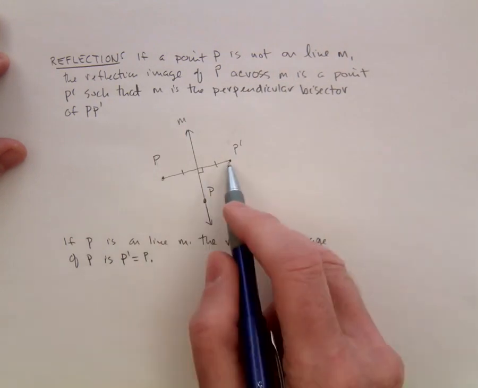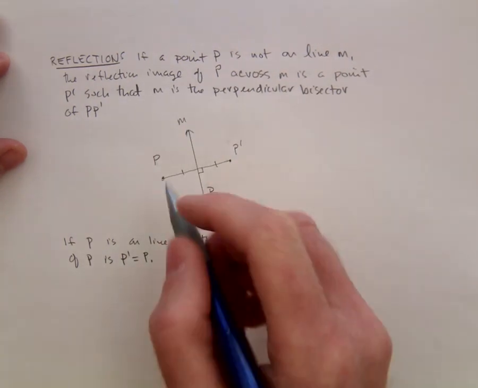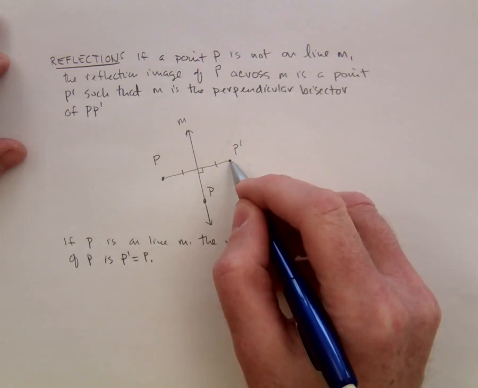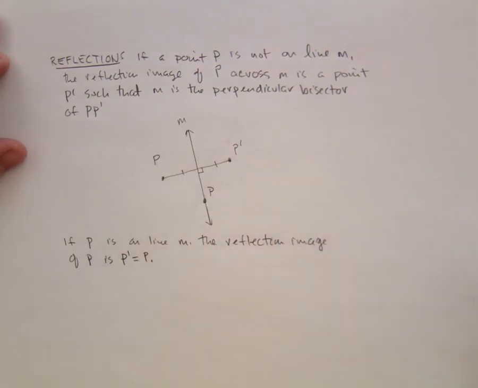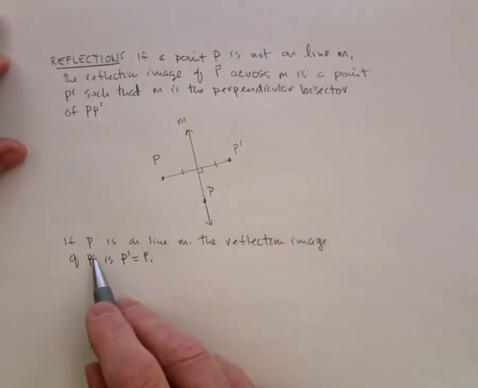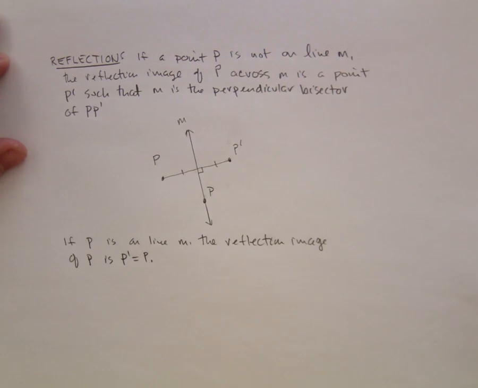And I've drawn a quick sketch of that here. And the idea, of course, is that if it's sort of straight across and the same distance, you get the mirror image idea that we think of intuitively as having to do with reflections. And if P is on the line M, then it doesn't go anywhere, and the reflection image of a point is just the point itself.